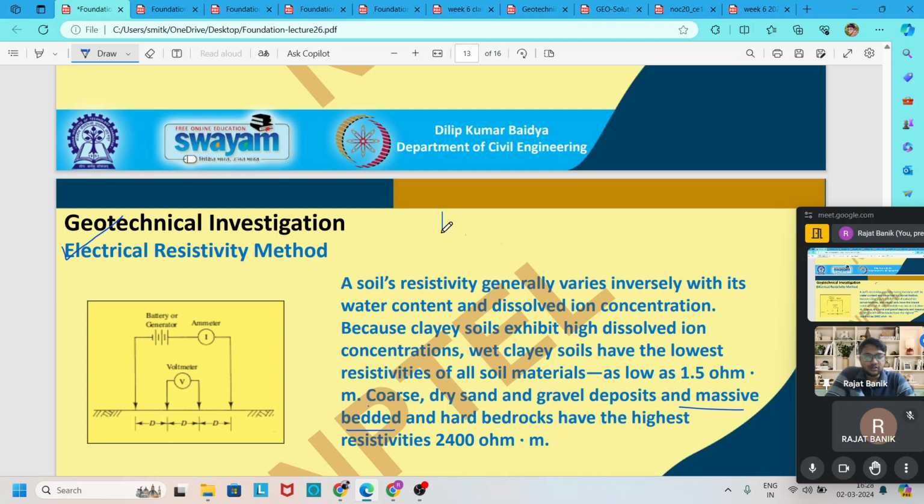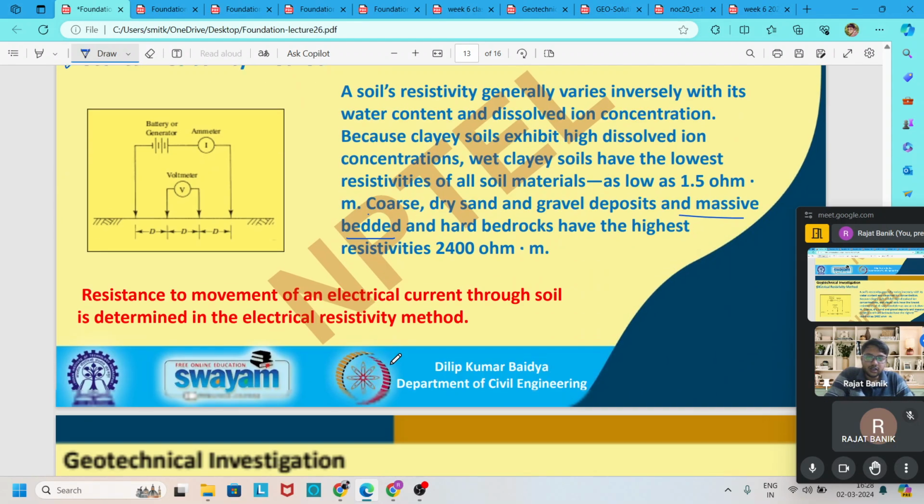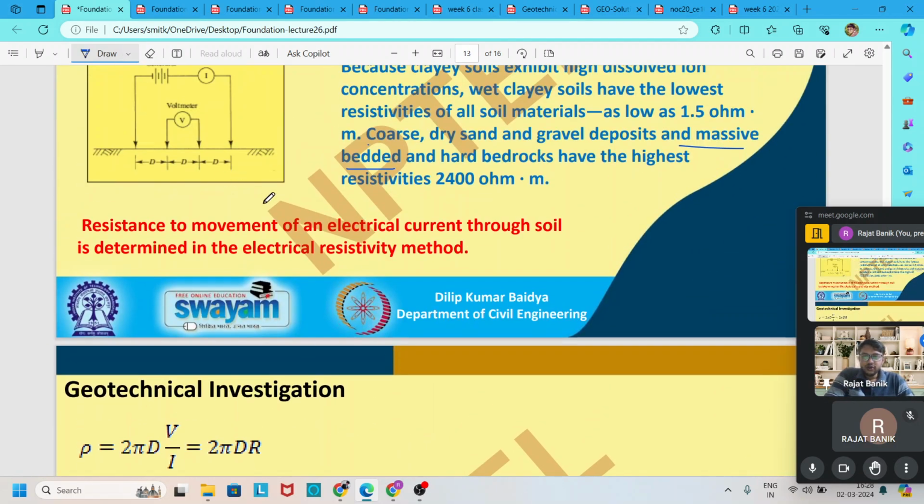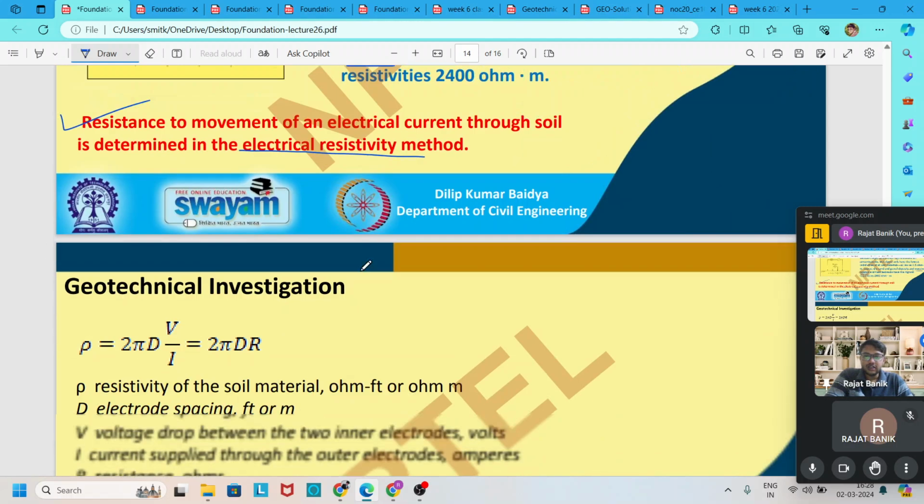High resistivities occur in hard bedrock like this. By evaluating this resistivity property, we can easily find what type of soil is there, whether it is clay soil or sandy soil. If the resistivity is less, that means the soil is clayey in nature. If the resistivity is high, then the soil is sandy in nature. Resistance to movement of electrical current through the soil is determined by the electrical resistivity, so this method is called the electrical resistivity method.